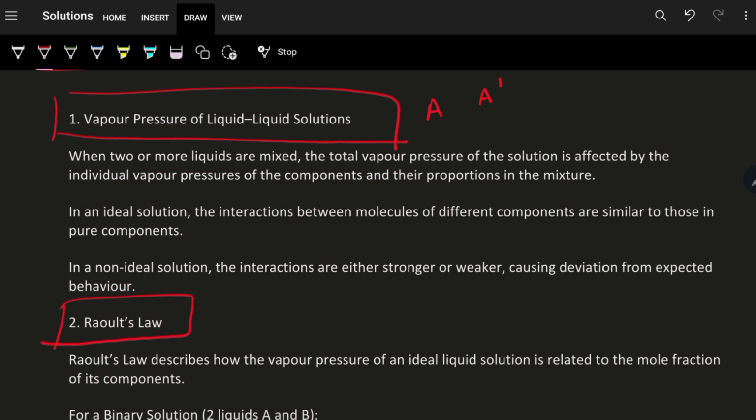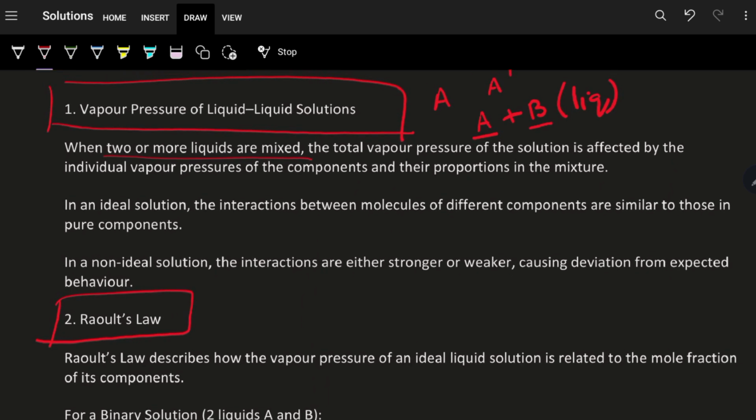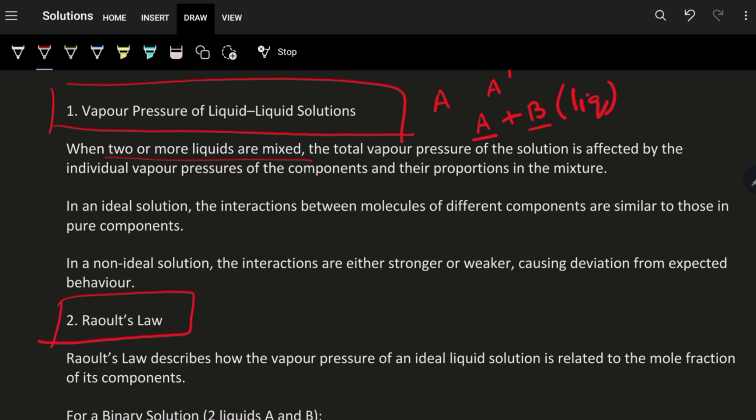They are two liquids, or I say A and B. Both are in liquid phase. B generally we use for solute and A we use for solvent. So here I am considering a case where the solute is also liquid, the solvent is also liquid. So when two or more liquids are mixed, the total vapor pressure will actually be on account of the volatility of each of the liquid components.